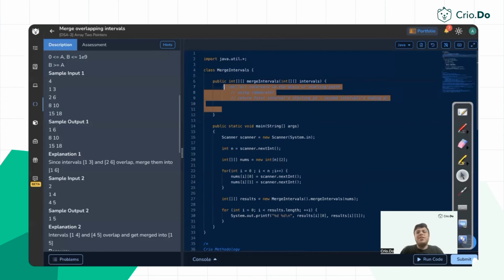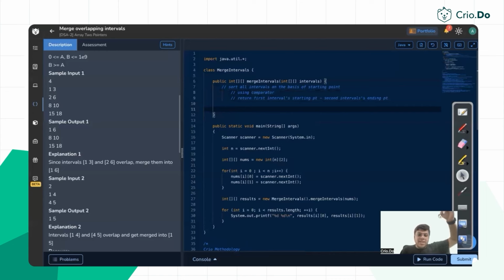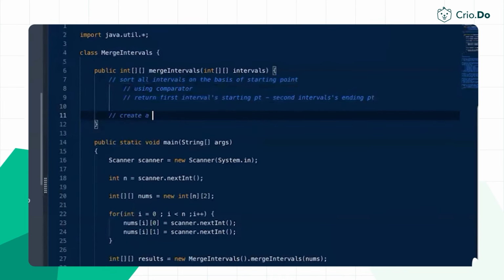Once we are able to sort all the intervals based on the starting point, that is, first the interval with the smaller starting point, next the greater, and so on, we will maintain an output data structure. So create an array list, or you can say create a dynamic array. If you are coding in languages other than Java, you will have something like a vector or an array list. So create an array list or a dynamic array, resultant, which will contain all the intervals, that is, the integer arrays containing intervals.